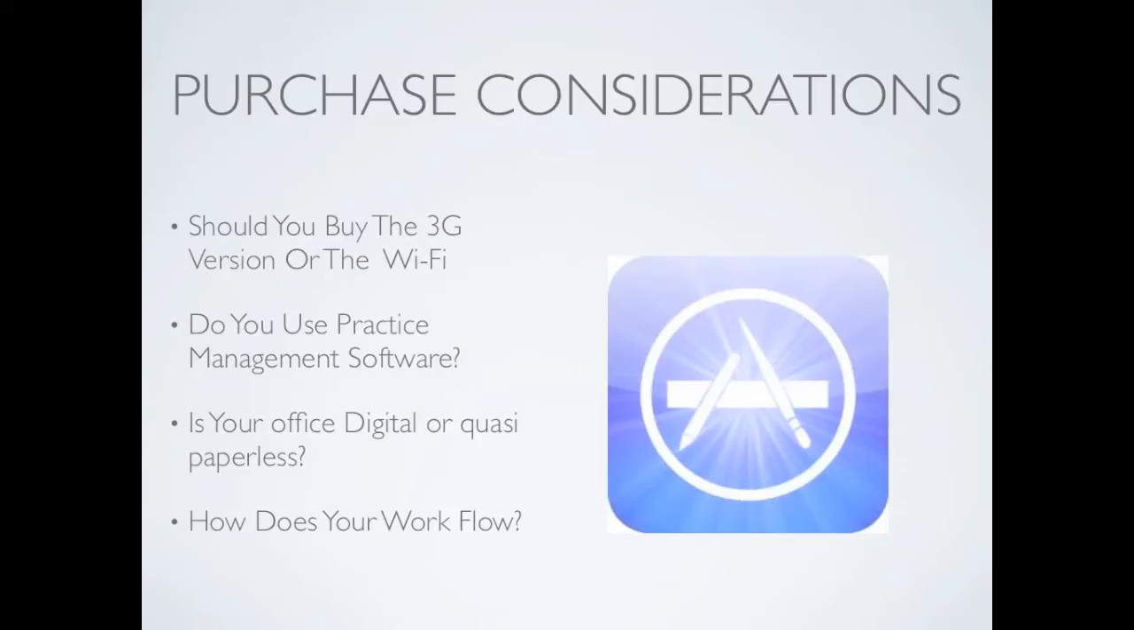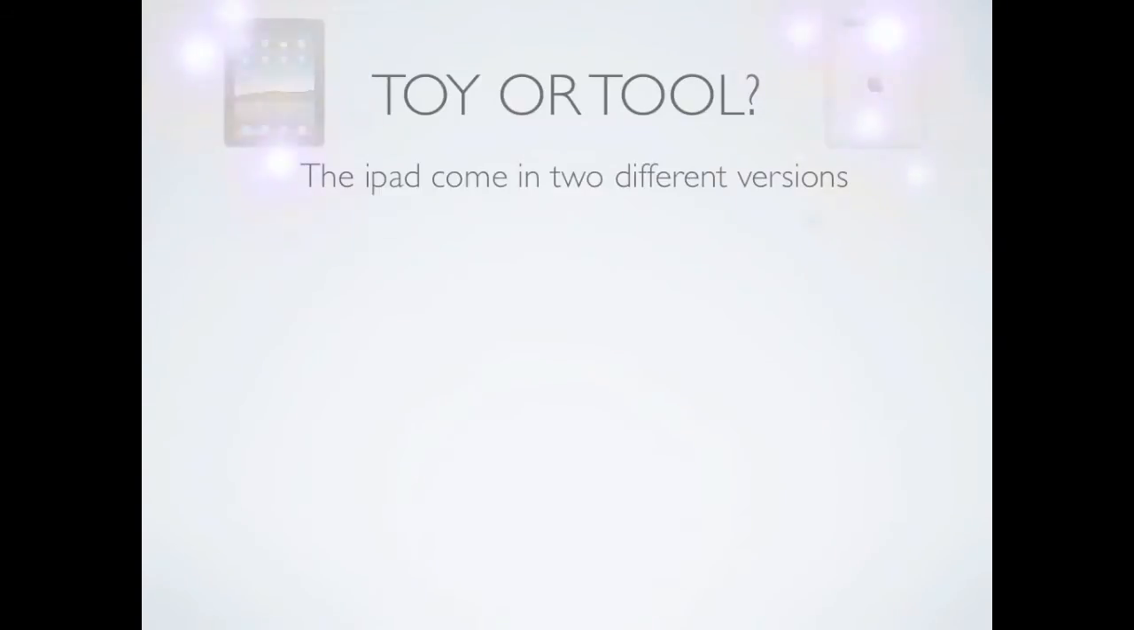Right now, you probably want to ask yourself if you want the 3G or the Wi-Fi based upon whether or not you use practice management software, whether or not you have a paperless office, and also how does your general workflow in your office. By paperless office, we mean do you scan in your documents.